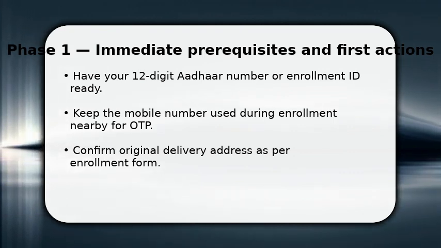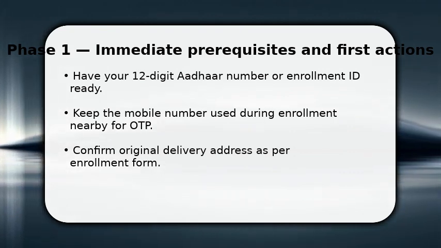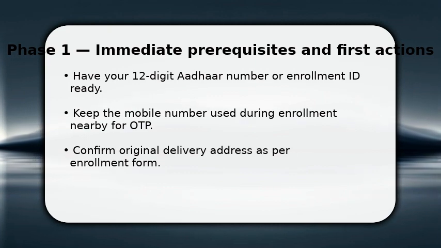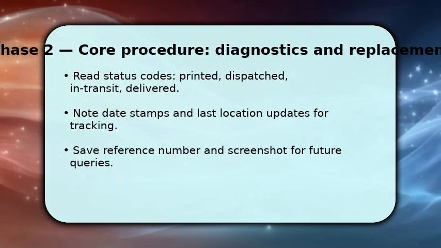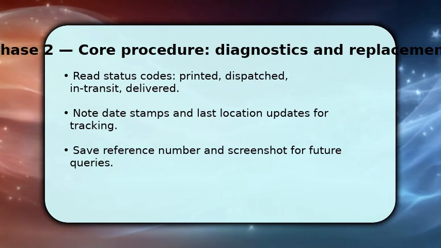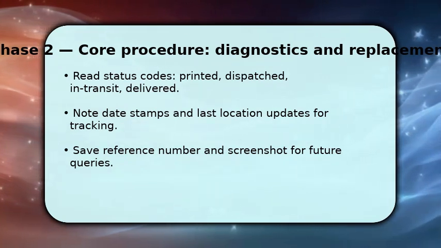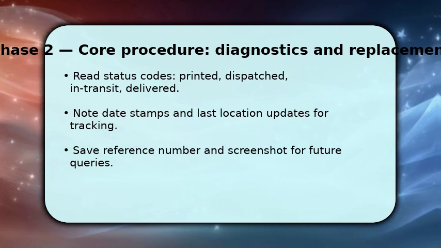Make sure to type the OTP promptly, because it expires. This step unlocks the current status and estimated delivery. Once authenticated, you will see status codes and timestamps. Read them carefully so you understand what stage the card is in.